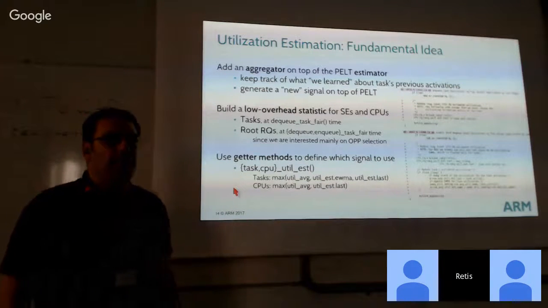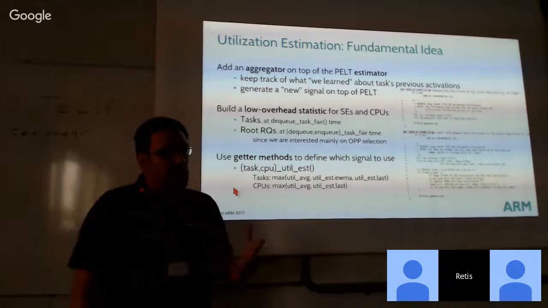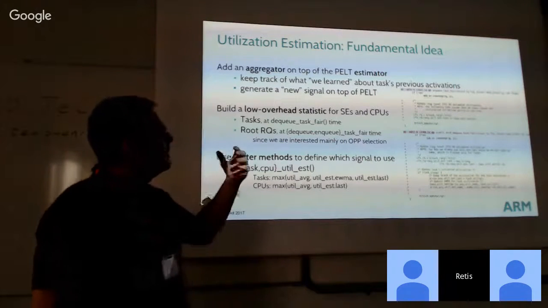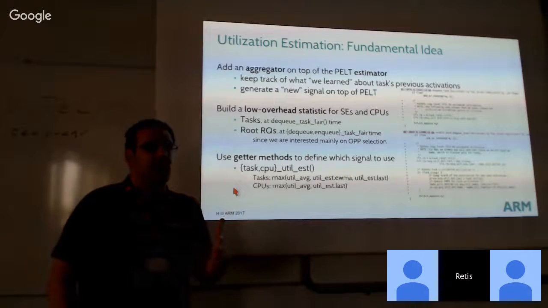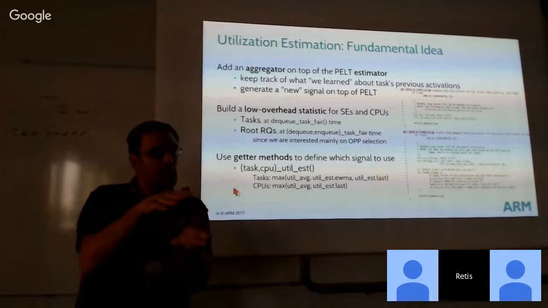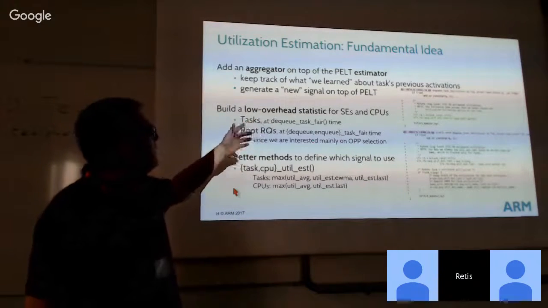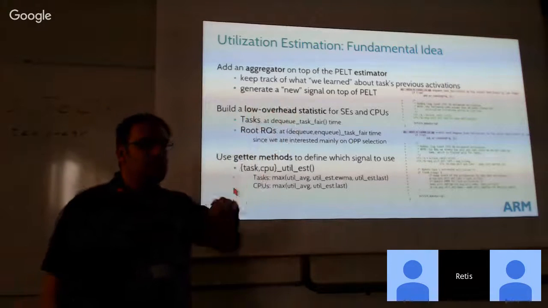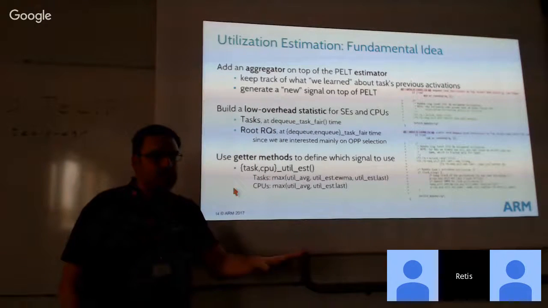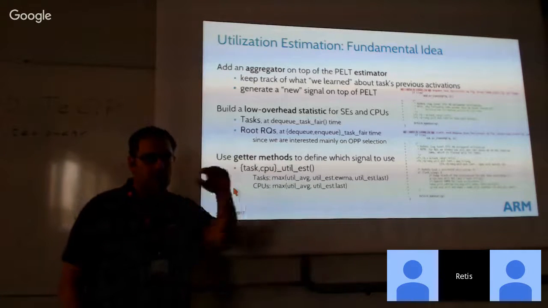So you put a low pass filter on the maximum value of... Fundamentally, yes. Kind of, yeah, exactly. But that opens a space where we can put heuristics on top of how we tune this low pass filter. So we keep track of what we learned, and we generate a new signal. So we don't have to fix PELT. PELT is good for what it has to do. It estimates the signal. We just tune 32 milliseconds, 16, whatever we want for the constant.